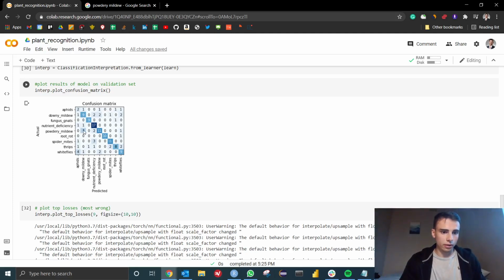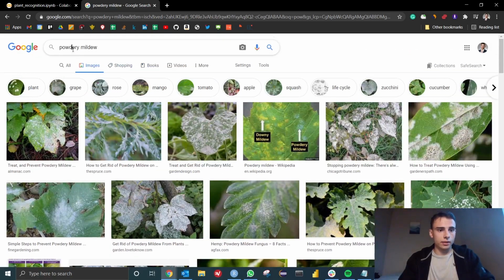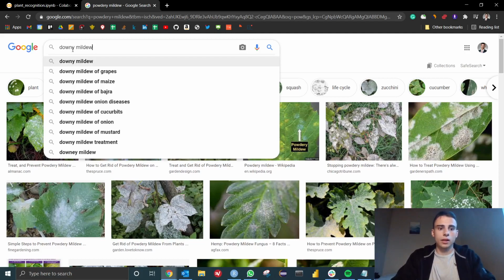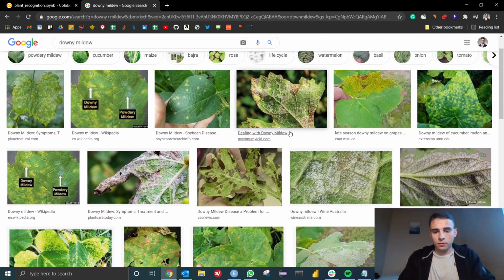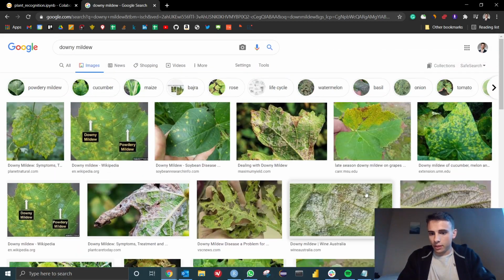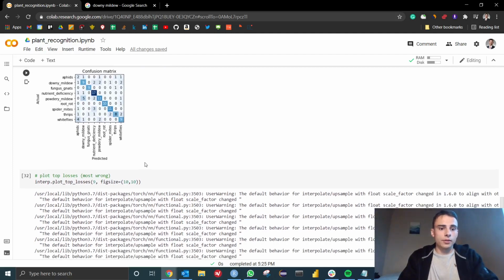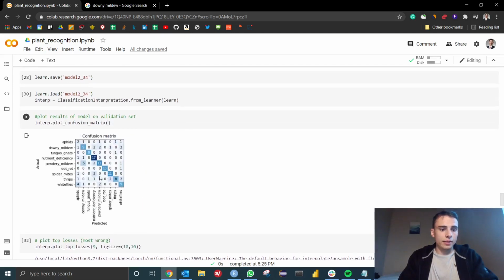If you take a look at the highest numbers outside of the diagonal, number 5 is powdery mildew and downy mildew. If I Google those two really quick, and look at downy mildew, you can see that they're very commonly confused with each other because they actually look very similar. Another example would be white flies and aphids. They both are small white flies, so it comes as no surprise that those might be easily confused.